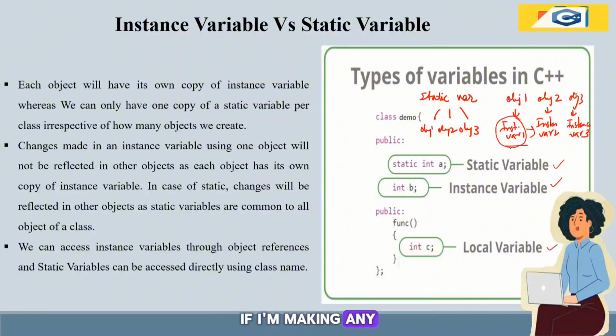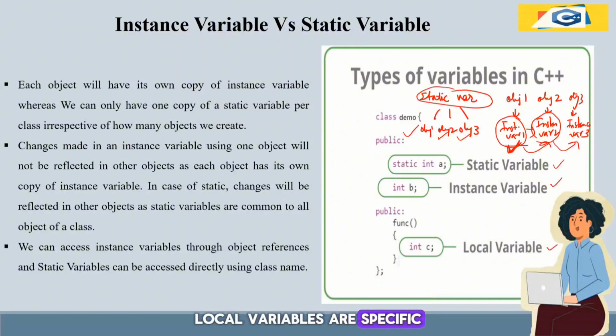If I am making any changes to this particular instance variable, it will not get reflected to this one. If I am making changes in this instance variable, it will not get reflected to this third instance variable. Okay, because each object has its own unique instance variable, whereas in the case of a static variable, any changes made to the static variable using object 1 will get reflected to the other objects.